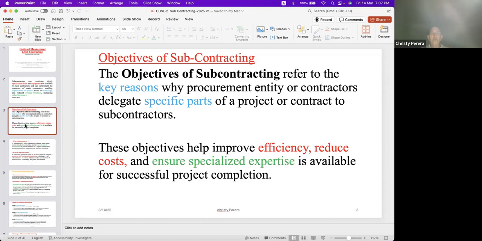We assume that after getting a subcontractor, the objective is to help improve efficiency, reduce cost, and ensure specialized expertise. But it does not always happen like that. We think so, but sometimes there are some problems. Now we are going to talk about these problems also.